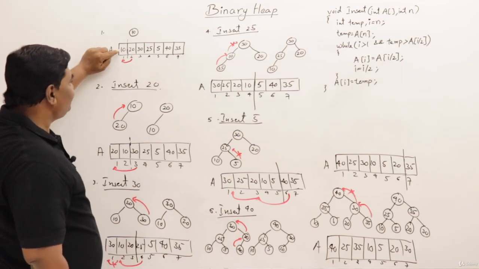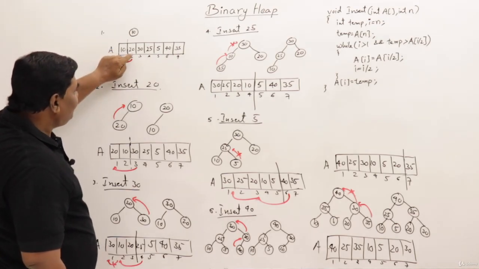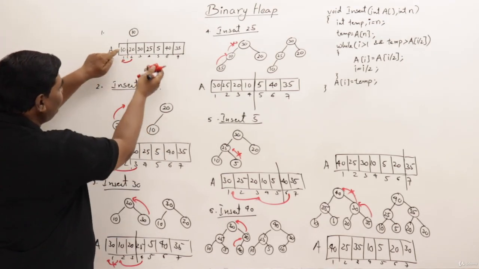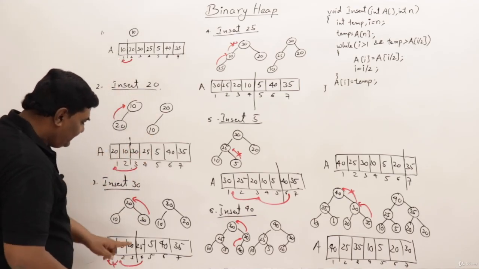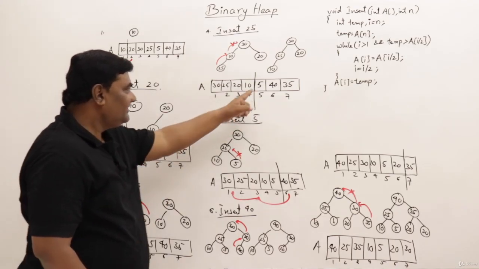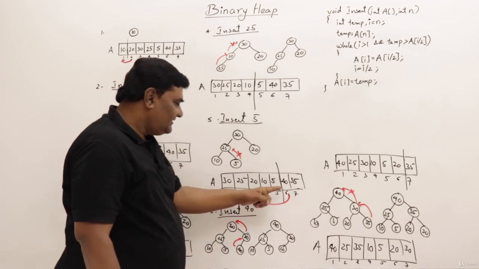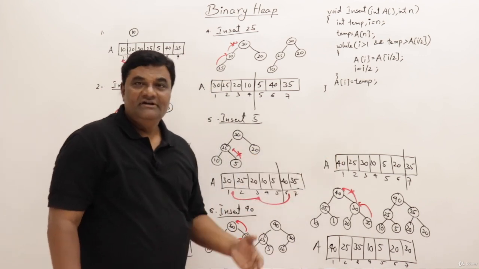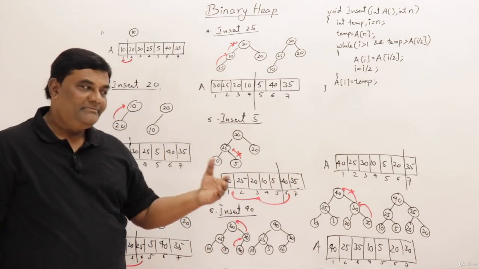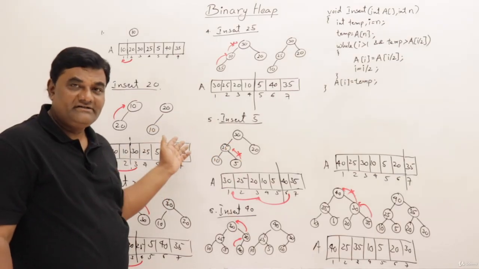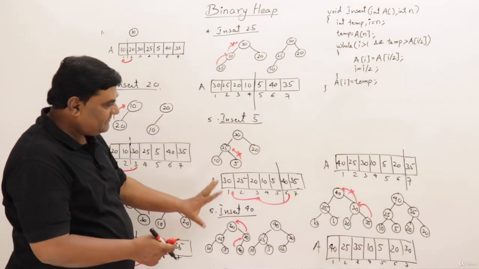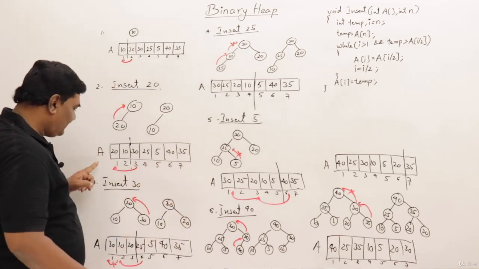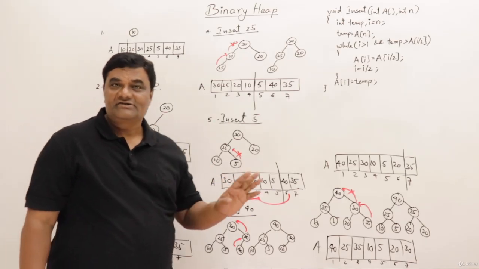So we assume that first element is in a heap. Then we started taking the elements from right hand side and inserting them on left side. Like first 20, then 30, then 25, then 5, then 40, then finally 35. So one by one we have taken the element and inserted it on left hand side heap to create a heap. And all the adjustments are done in the same array A, right? Same array A. We don't need any extra array.